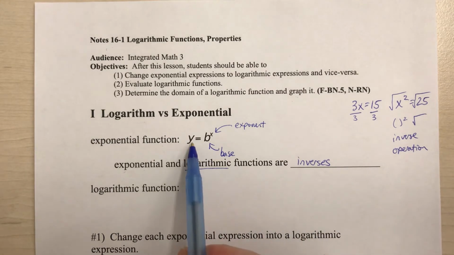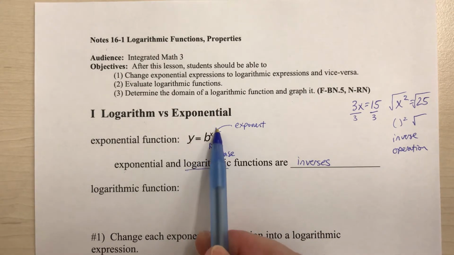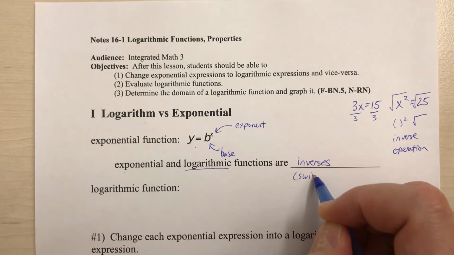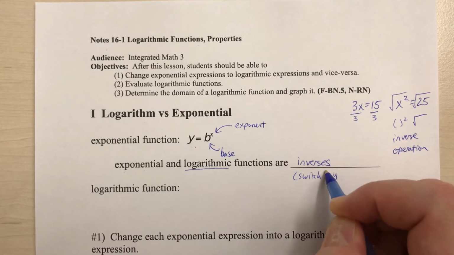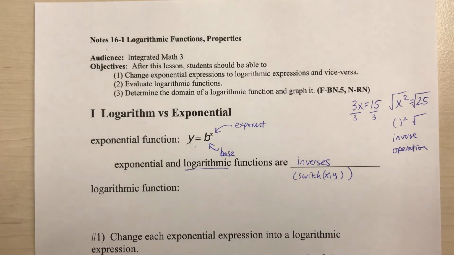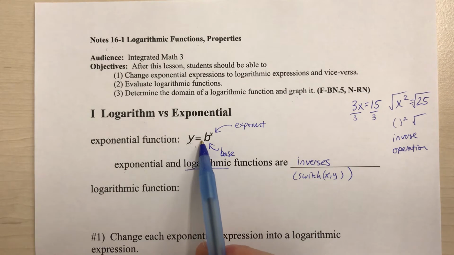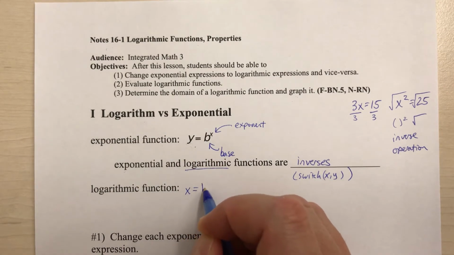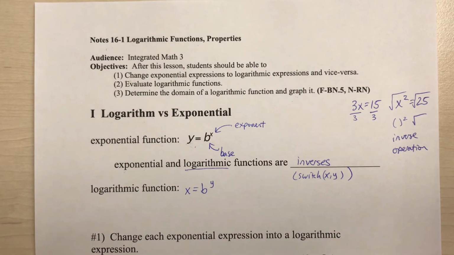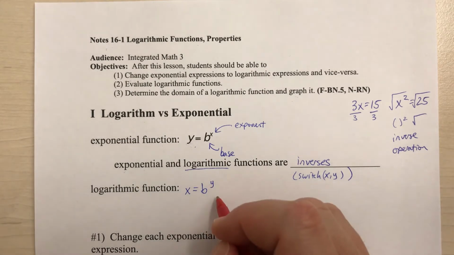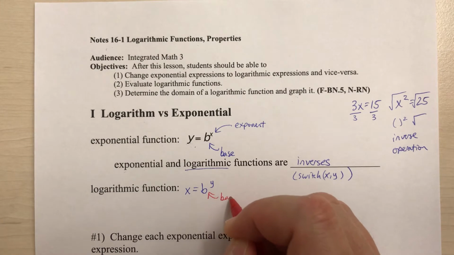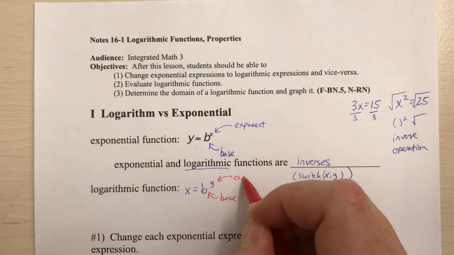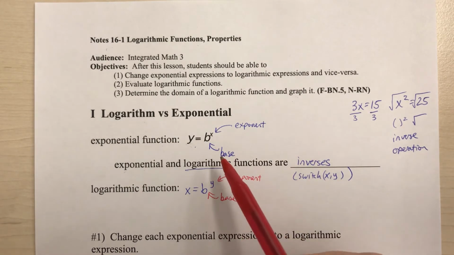Now, remember that if we want to find the inverse of a function, what we first do is we switch x and y. So instead of y equals b raised to the x, in a logarithmic function, it would be x equals b raised to the y. Now the base is still the same. The base is b, but the exponent is now the variable y instead of the variable x.